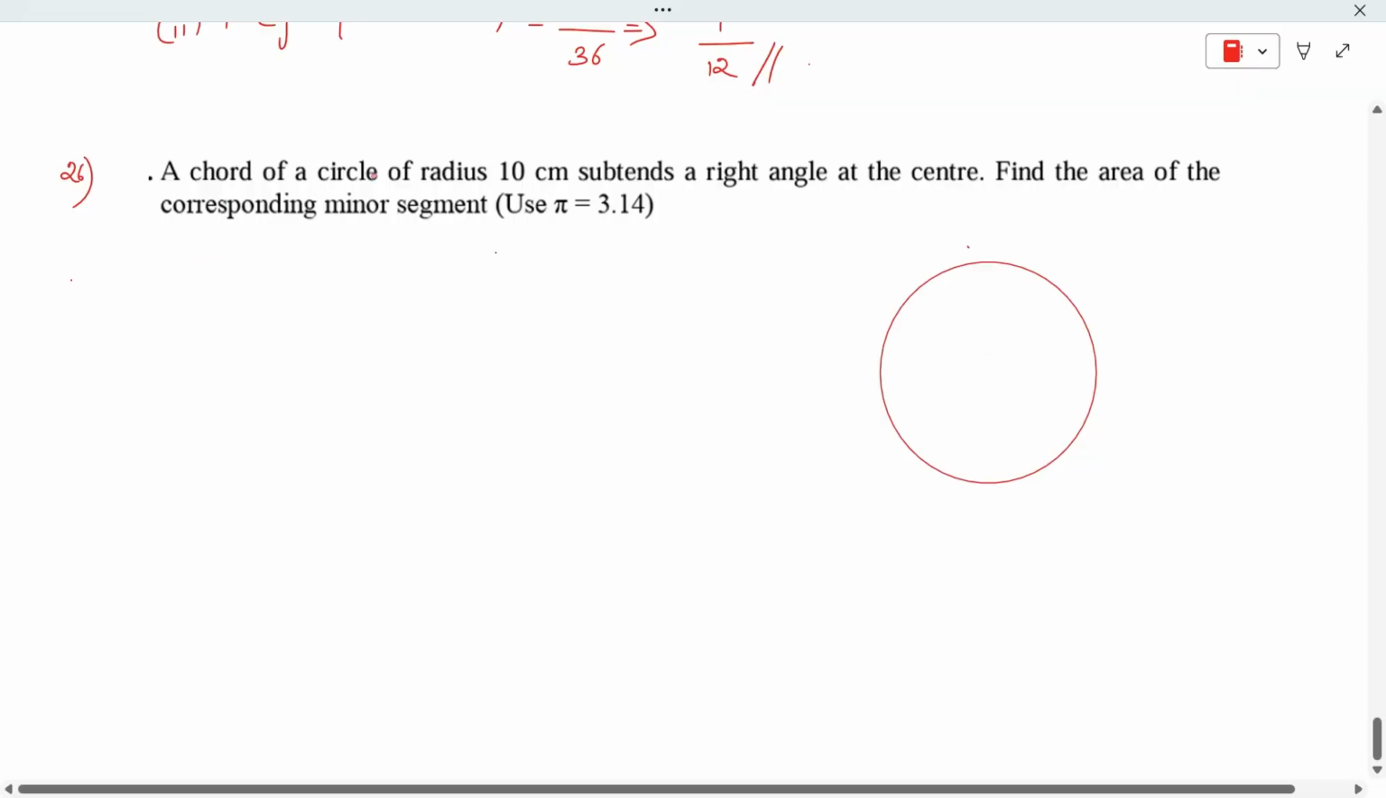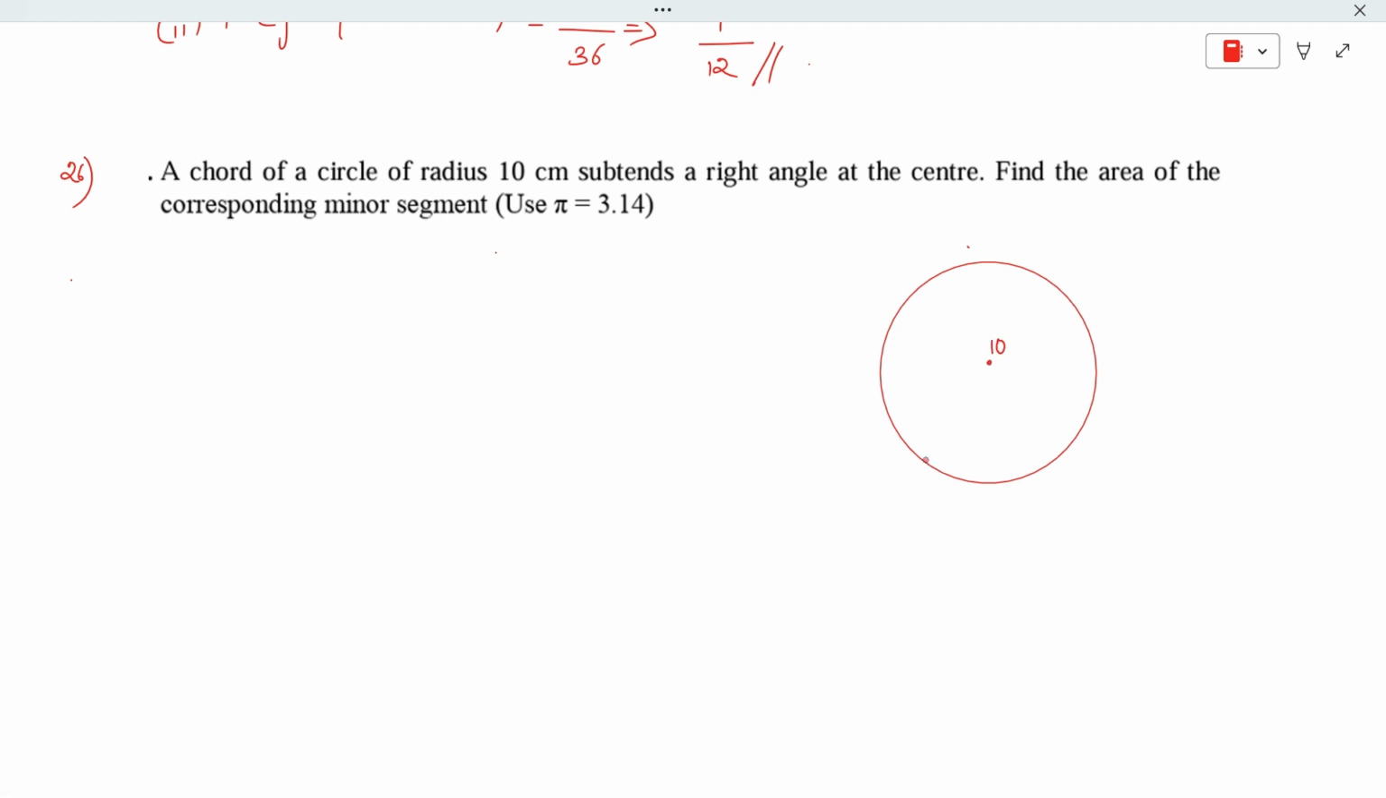26th question. A chord of a circle of radius 10 centimeter. Take AB as a chord, and the radius is from the center, isn't it? So this is 10 centimeter. It subtends a right angle at the center, so this is 90 degrees. Find the area of the corresponding minor segment. They are asking for the area of the corresponding minor segment, that is this one.